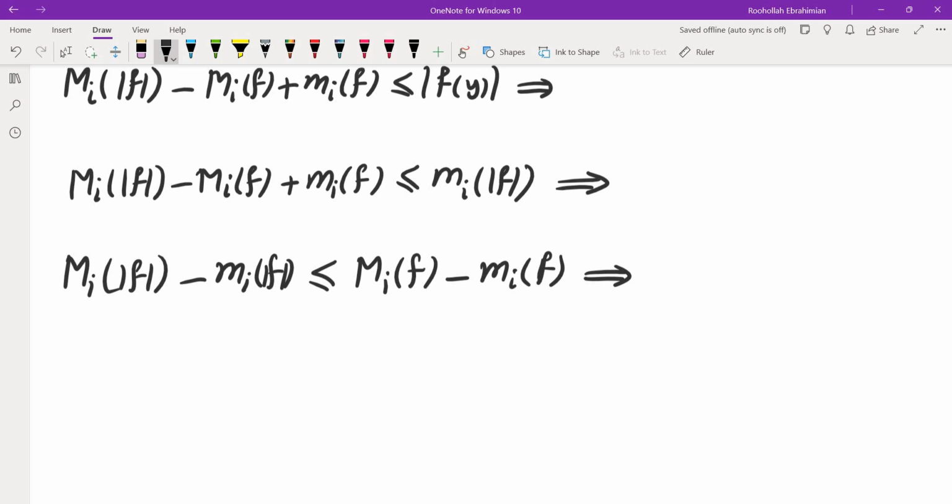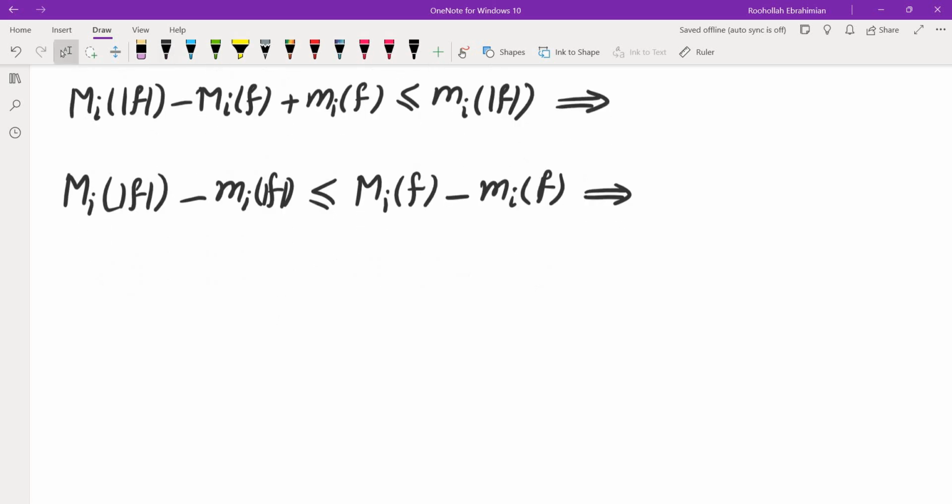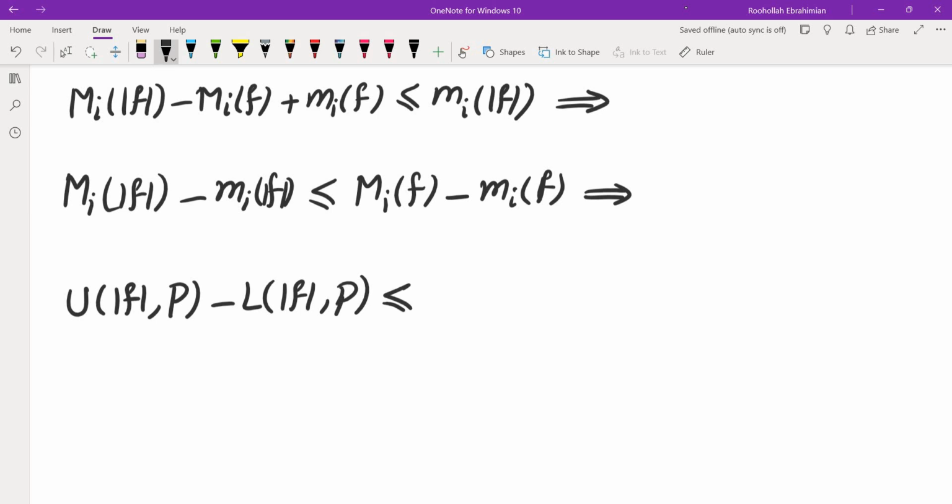Multiply both sides by x_i minus x_{i-1} and add them up. So you get the upper sum for the absolute value minus the lower sum for the absolute value is less than or equal to the upper sum for f minus the lower sum for f, and this is greater than or equal to 0.